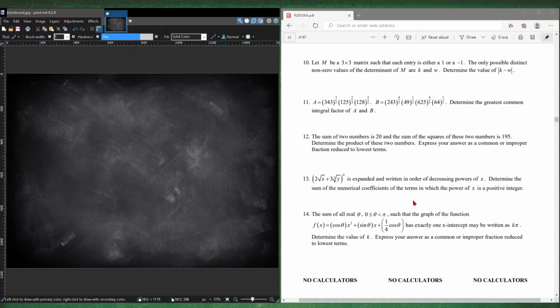And then number 13. 2 square root x plus 3 cube root y to the power of 4 is expanded in decreasing powers of x. Determine the sum of the numerical coefficients of the terms in which the power of x is a positive integer. So the power of x is a positive integer if square root x to the power of something is going to be an integer. So that gives us that since the square root of x is just x to the power 1/2, and since it's to the power of 4, it could go to a power of 4, or it could be x to the 1/2 to the power of 2. And that's it. Those are the only ones that work.